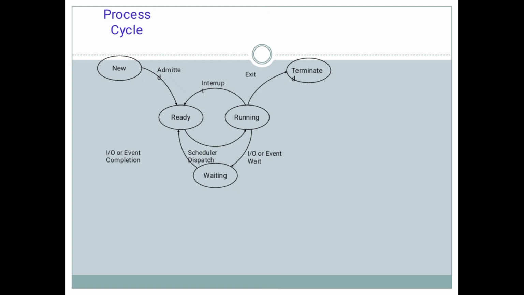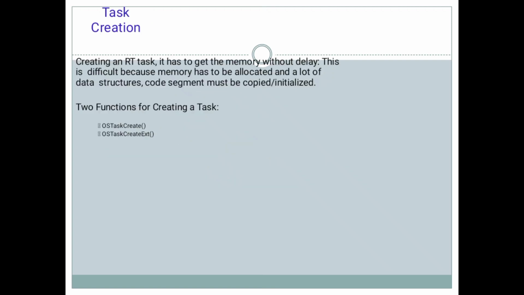This is the process cycle, where a new program is started and admitted, then it gets ready and waits, and again it goes to running and terminated. The interrupt and the scheduler dispatch make a link between the ready, running and waiting processes.